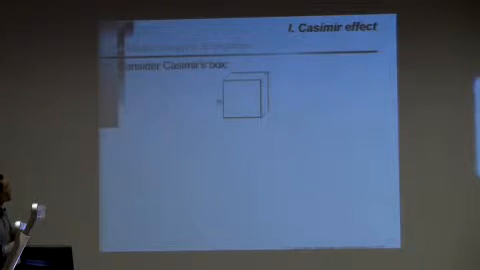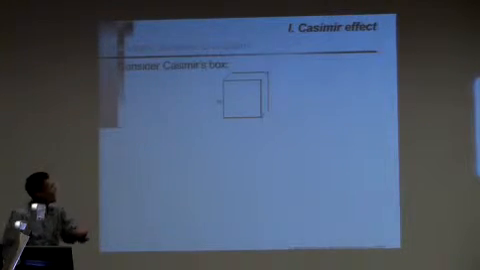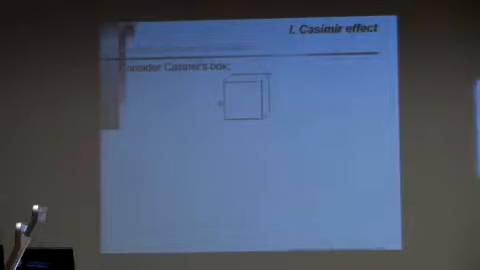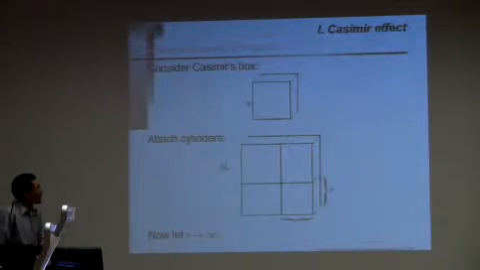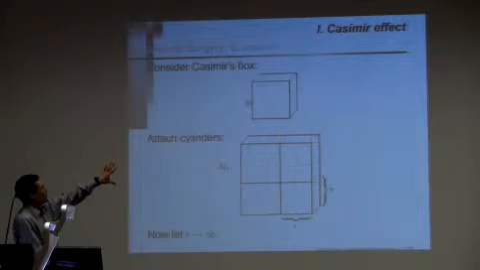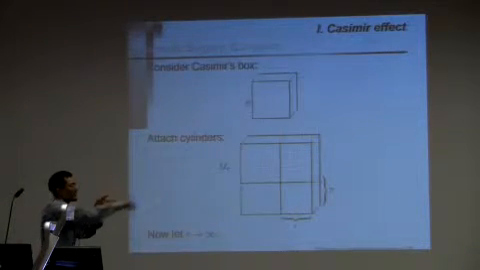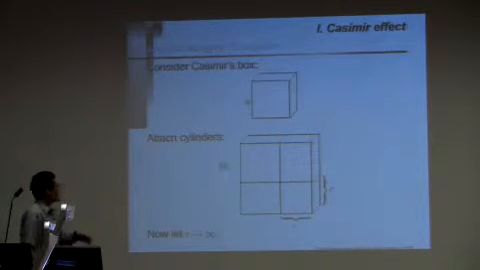And what types of analytic surgeries are we interested in? Well, let's go ahead and take Casimir's finite box. And again, what we want to do is take the sides of this box and make them go off to infinity. Okay, so how are we going to do that?